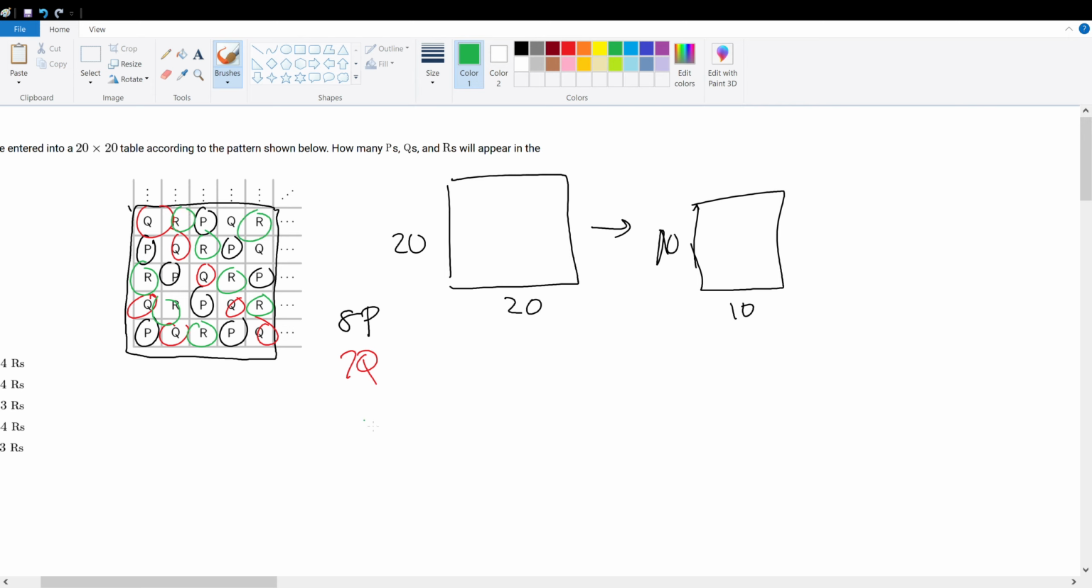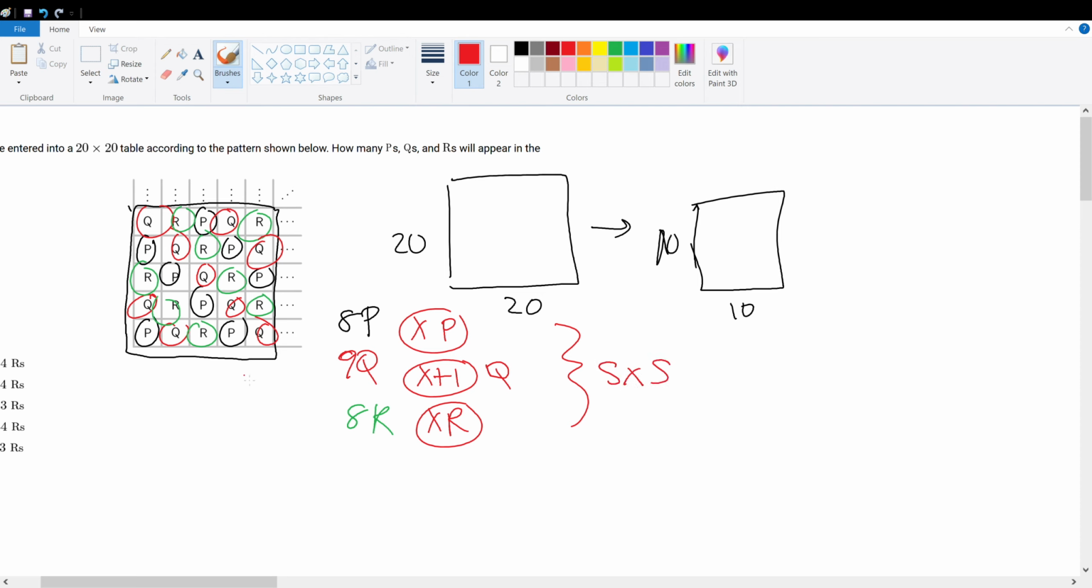I have 8 R's. Oh, I actually missed some Q's. This should be the Q's right here. Q and Q. Add 2, we get 9. What is the specific relationship you see between P, Q, and R? Well, if there's X number of P's, then there's X number of R's, and then there is X plus 1 number of Q's. Now, this is for a 5 by 5 pattern.